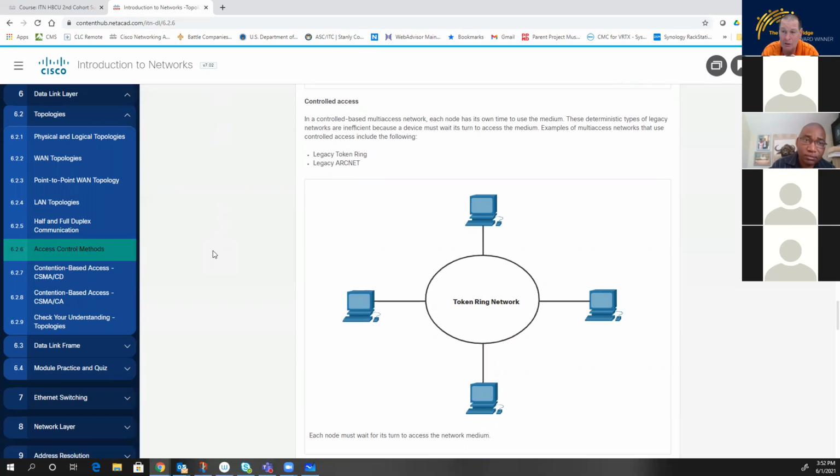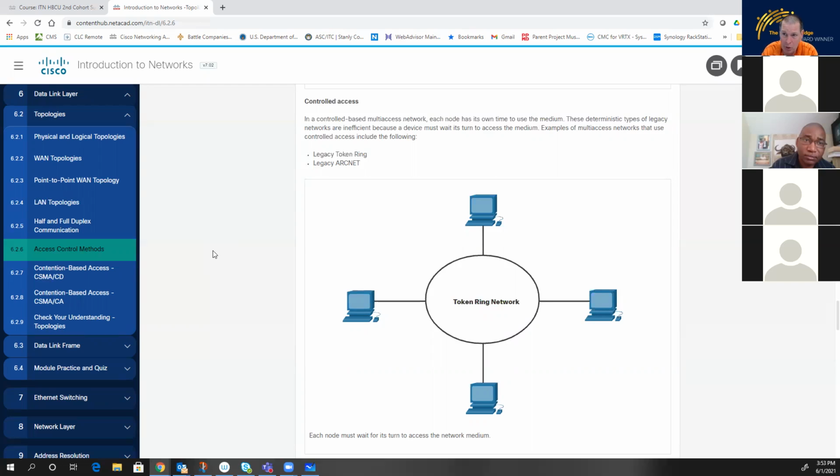Token passing is a controlled access method that is like that. If you have the token or the conch, you can talk. If you don't, you cannot. It was really a better method. It was a lot better than carrier sense multiple access with collision detection, because with controlled access, there were no collisions.